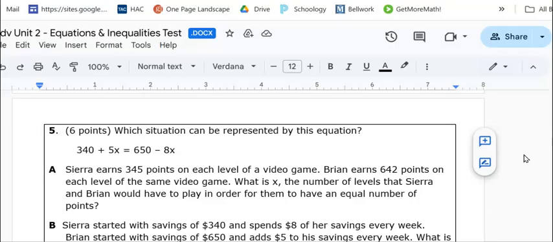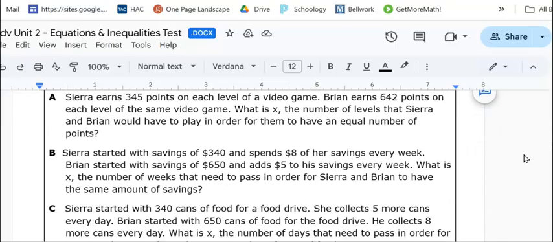Sierra earns 345 points on each level of a video game. Brian earns 642 points on each level of the same video game. What is x, the number of levels that Sierra and Brian would have to play in order for them to have an equal number of points?